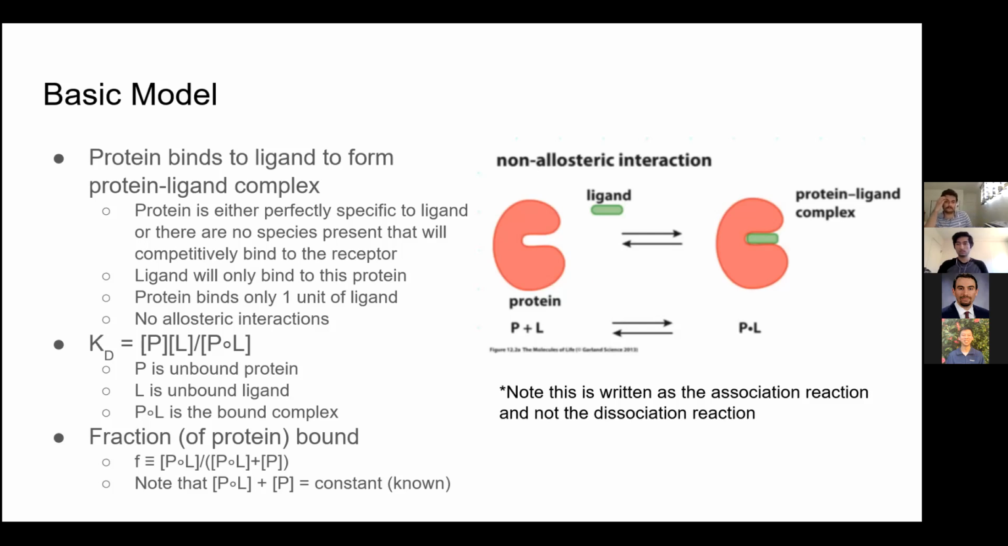And then you can define the fraction. Something to note is that the concentration of P·L plus the concentration of P is a constant, because those are the only two states that the protein can be in, and the protein doesn't disappear or appear. It's just what you added initially.